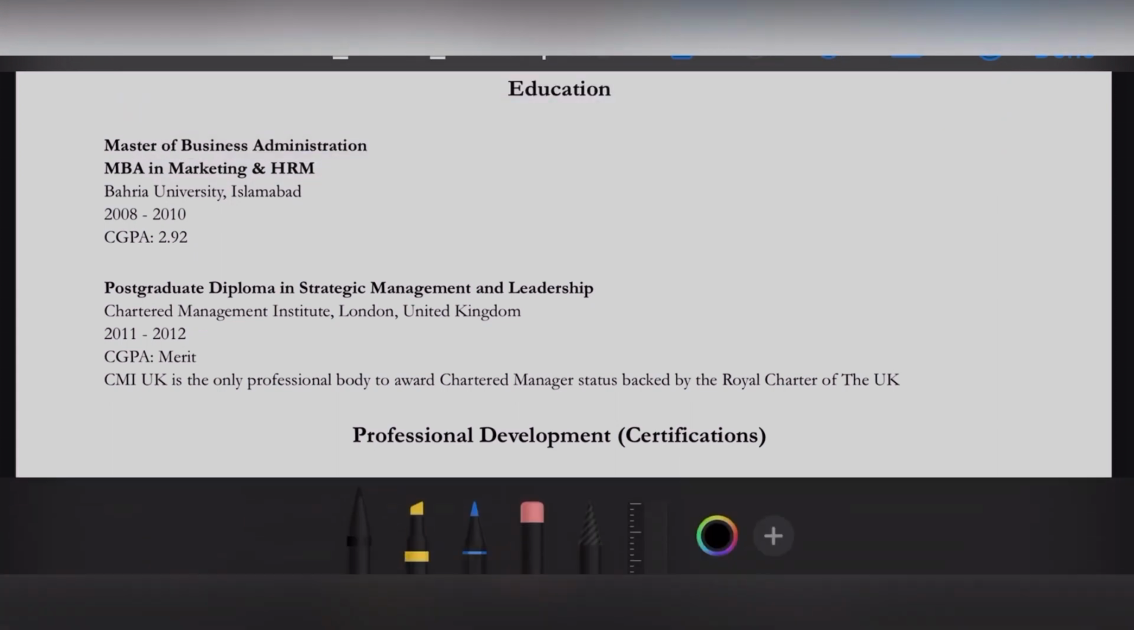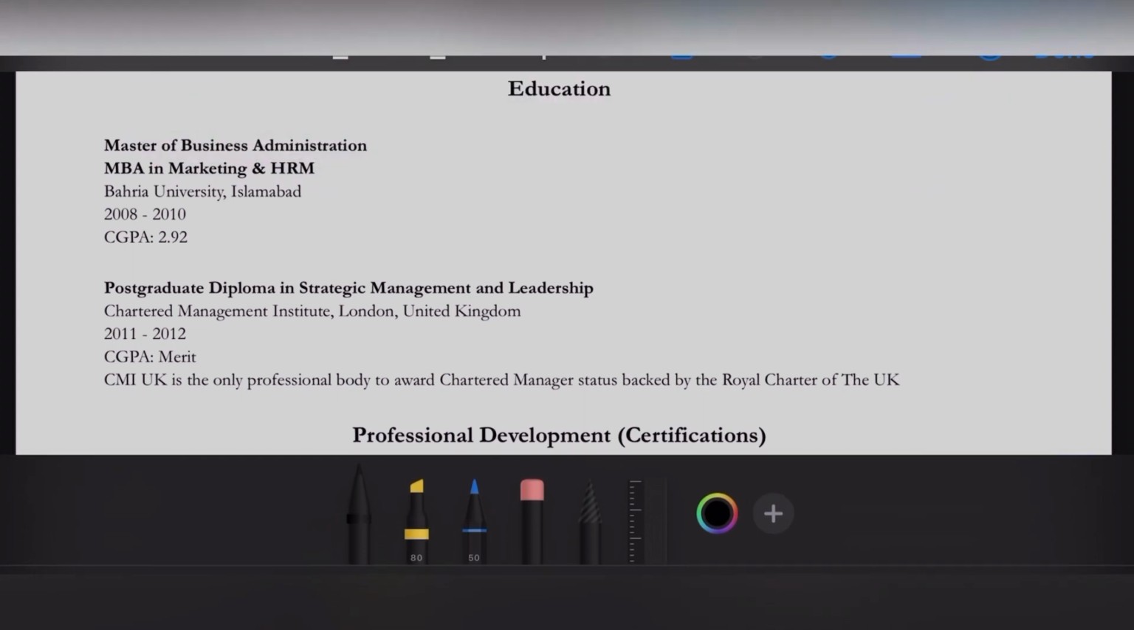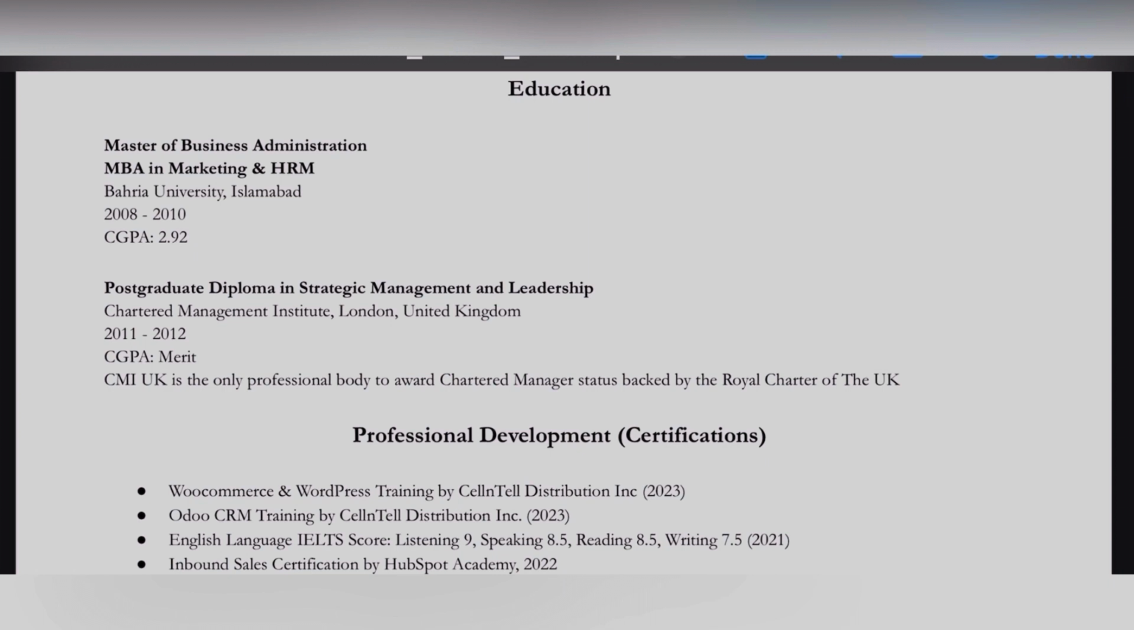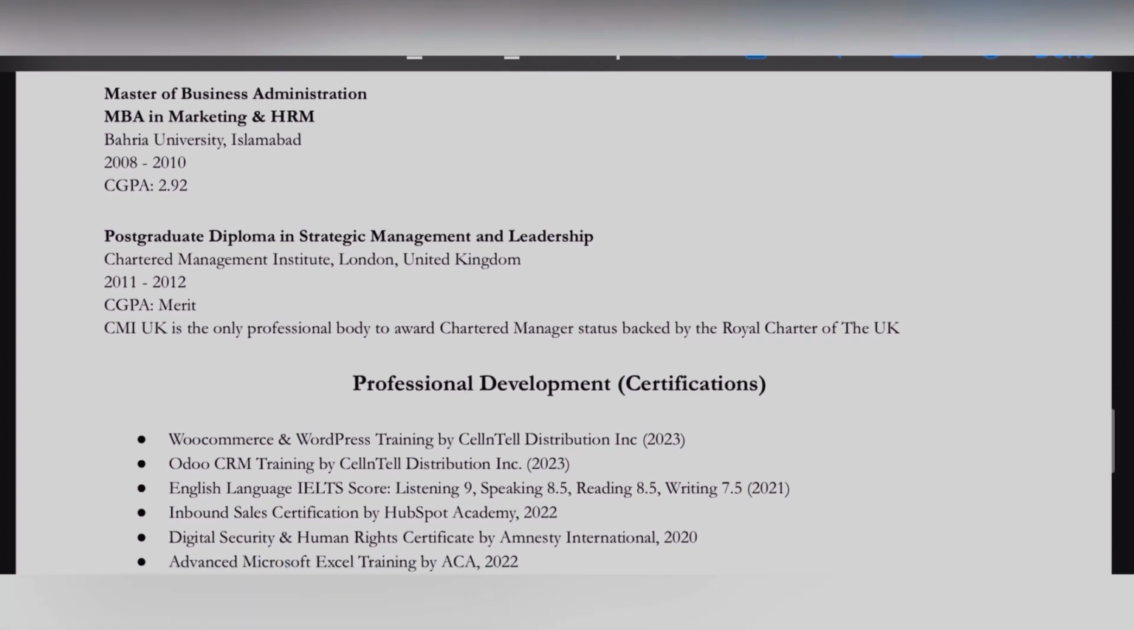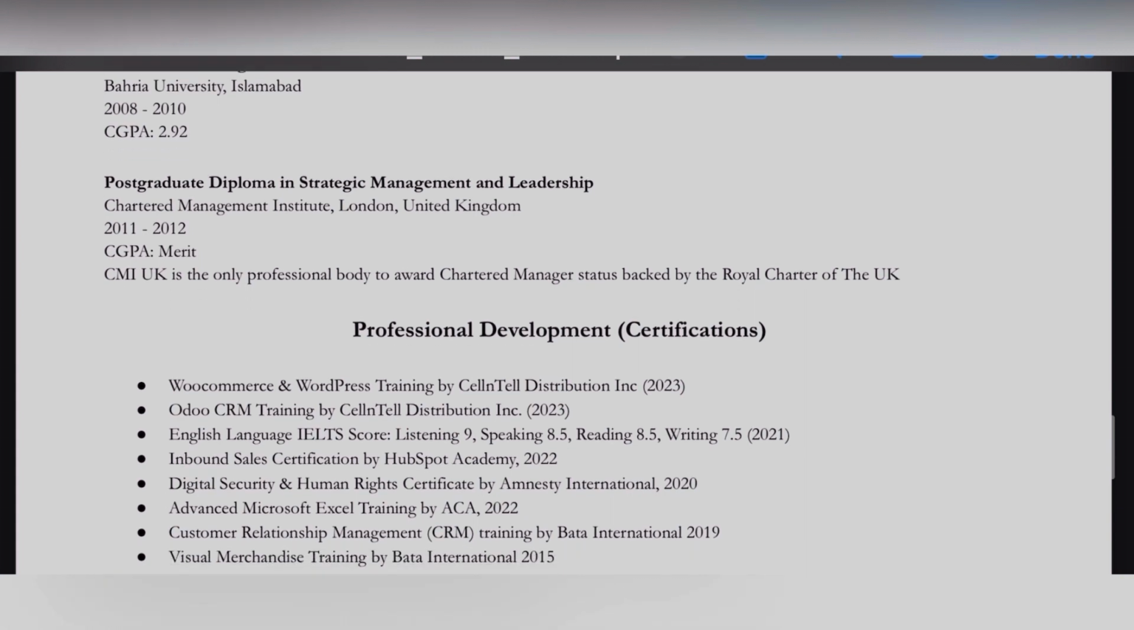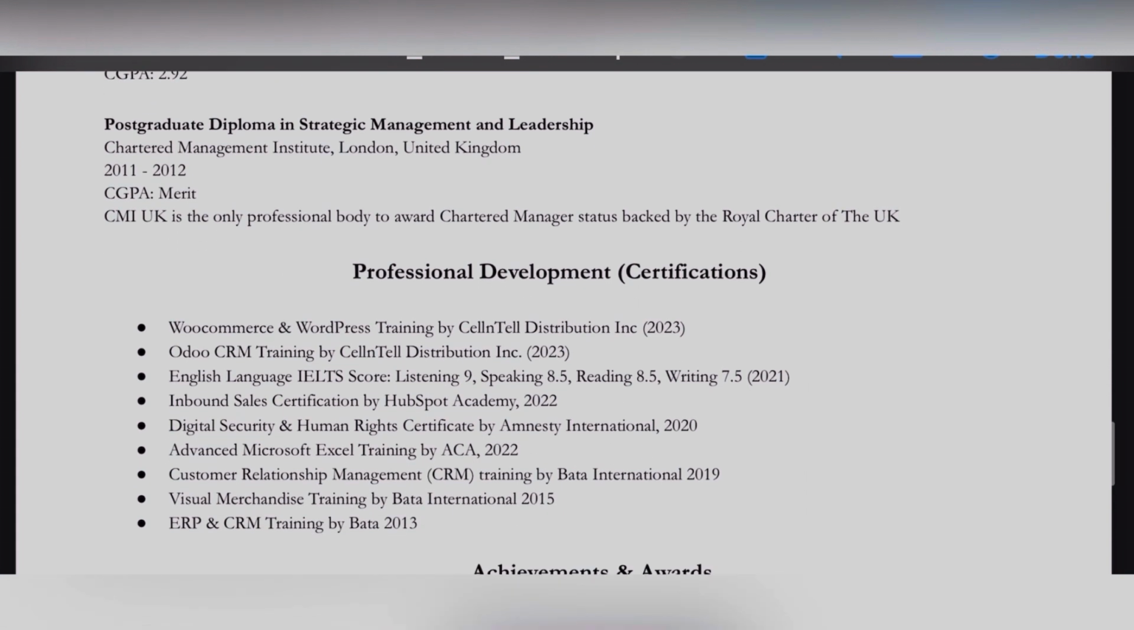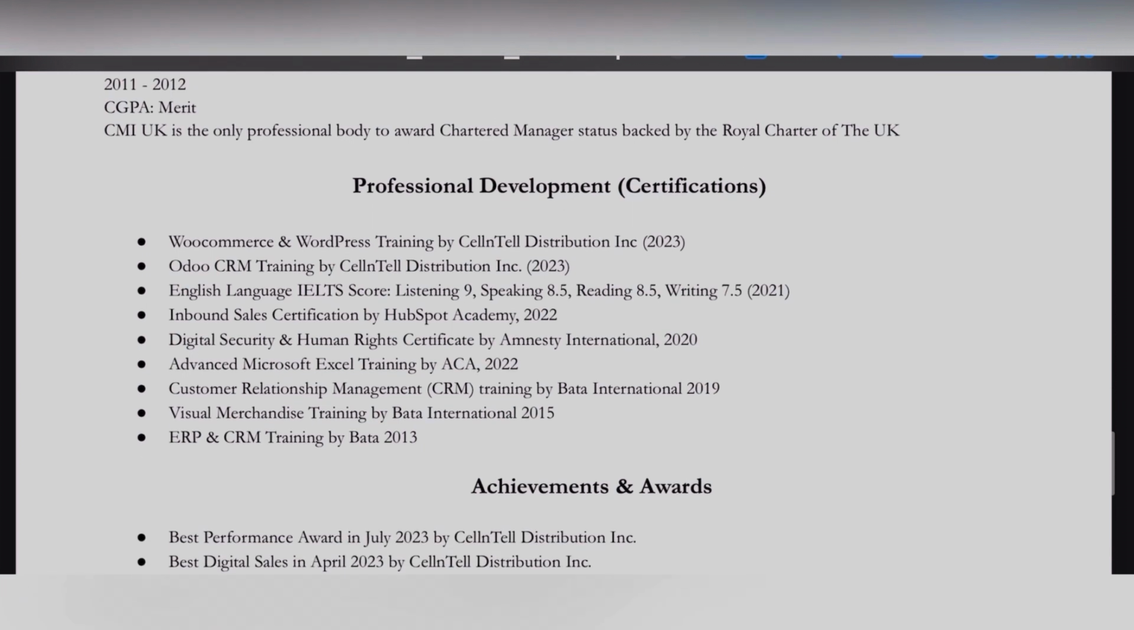Then, if you note, I have written my CGPA. I know that people will tell you the Canadian resume does not need your CGPA mentioned, but that's what I did, because many companies where you will apply, you will see that they will ask about your CGPA. So I decided to include that.